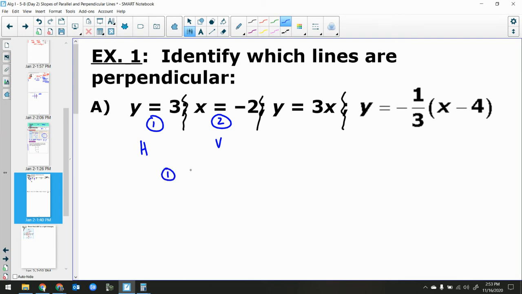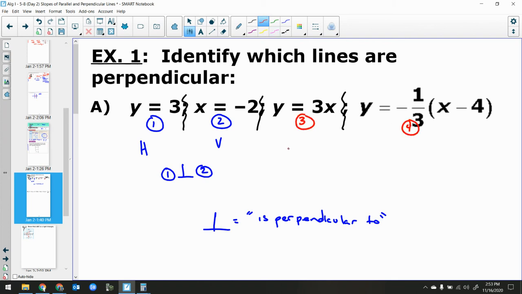Here's the notation that we can use. Line 1 is perpendicular to line 2. That's how we can write that. Okay, that symbol means is perpendicular to.